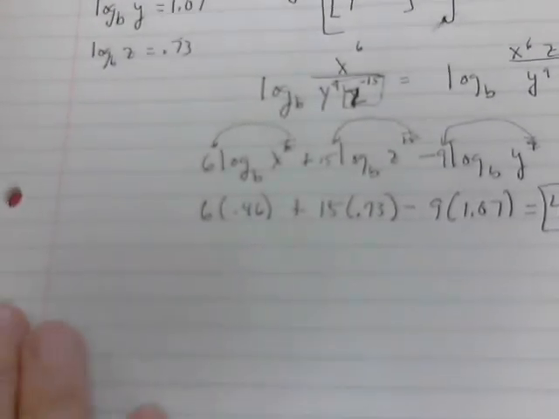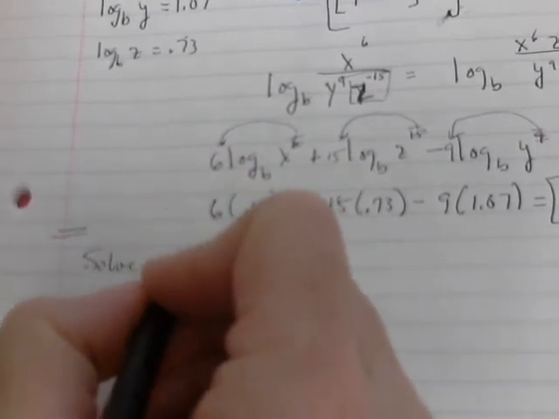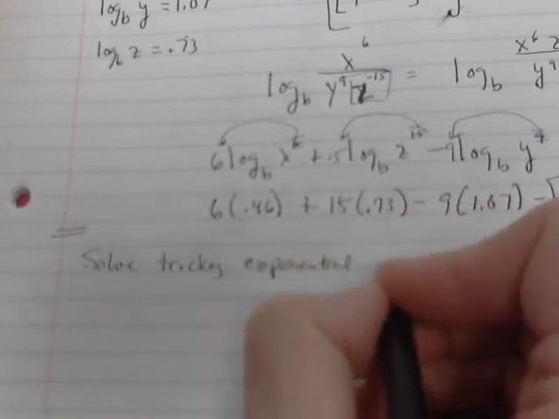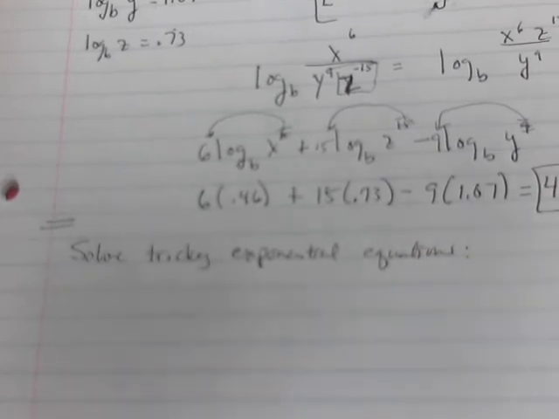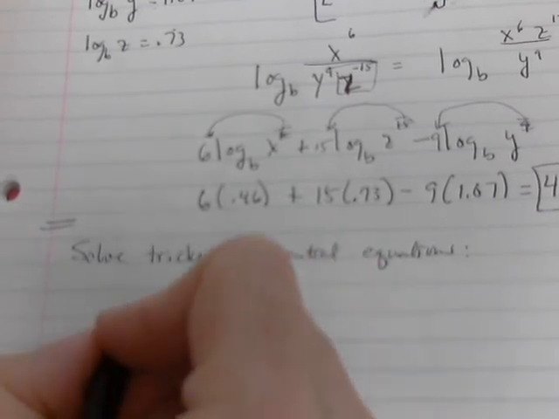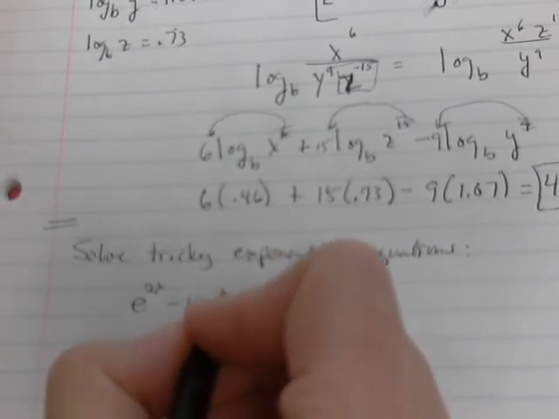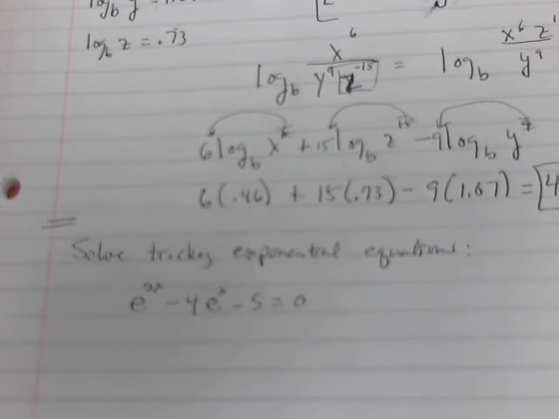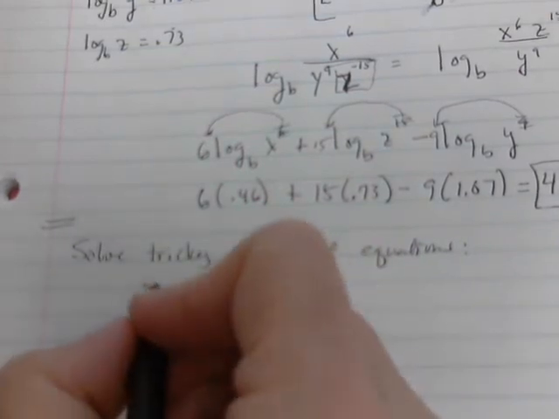All right, the next thing we're going to do is solve some exponential equations, solve some tricky ones. The first tricky equation is going to be this: e to the 2x minus 4e to the x minus 5 is equal to 0. We'll solve it algebraically, and then we'll look at the graph and solve it graphically. So I'm going to be solving these for x.